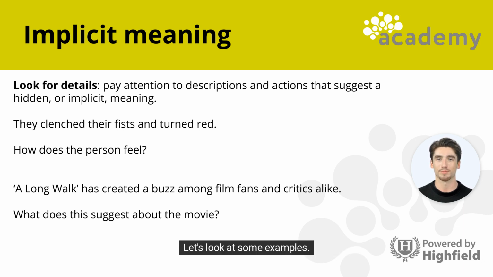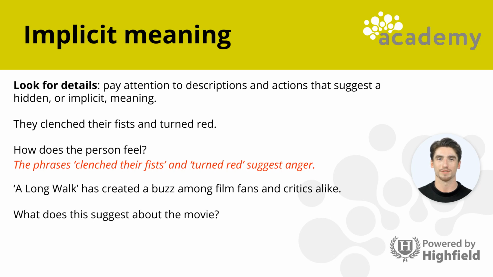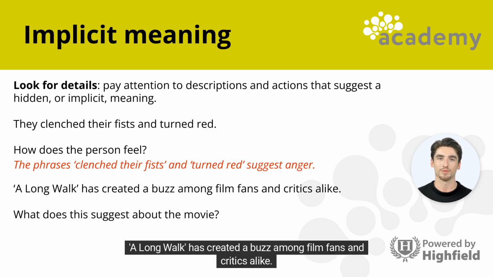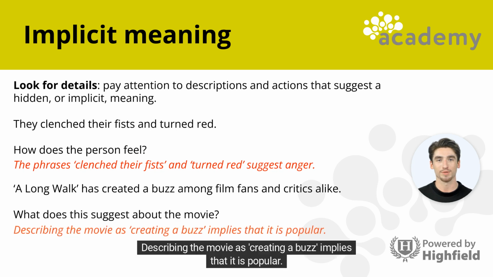Let's look at some examples. They clenched their fists and turned red. How does the person feel? The clenching of the person's fists suggests they are angry. They also turned red, which supports this idea. A long walk has created a buzz among film fans and critics alike. What does this suggest about the movie? Describing the movie as creating a buzz implies that it is popular.